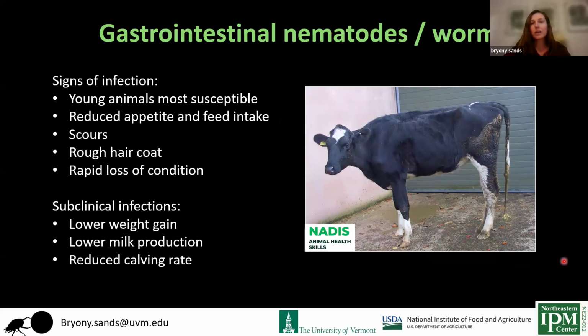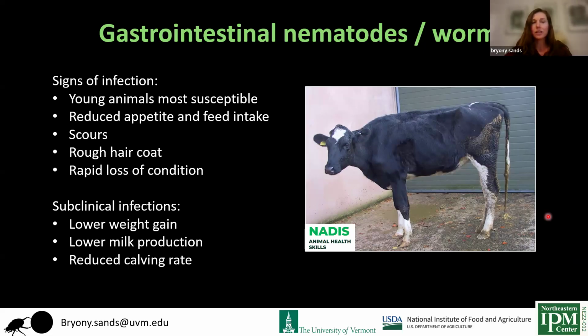So young animals are mostly susceptible to these worms. As I mentioned, older animals get natural immunity. Generally, signs of infection are reduced appetite, reduced feed intake, and scours, a rough hair coat and a loss of condition. You can see this young animal here has got a mucky behind, so that's a good indication that there's something going on.